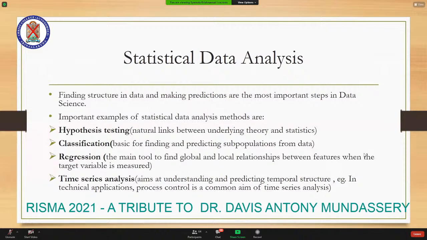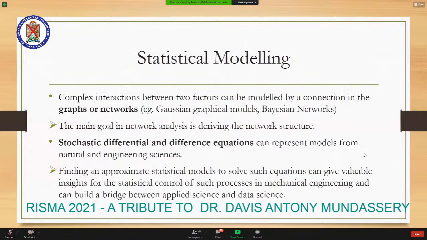Even in other sectors, there are different ways, like in climate modeling and forecasting, where we can use these things. Now the next one is statistical modeling. When it comes to statistical modeling, complex interactions between two factors can be modeled by connections in graphs or networks. That means we can use graphical models or Bayesian networks when we want to investigate the complex interaction between two or more factors.